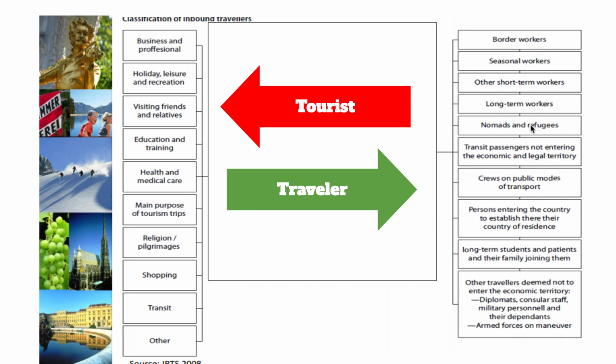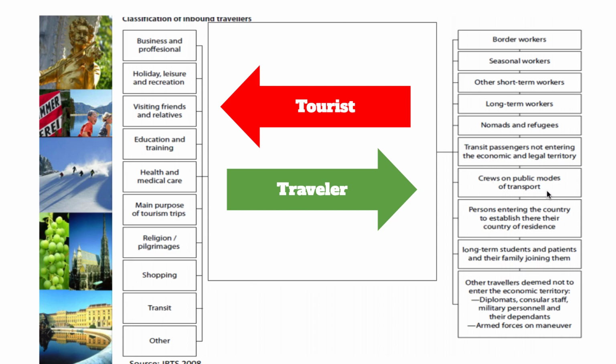We also have refugees. Refugees are people who are coming from a certain country and would seek refuge in another country. So probably you've heard about the Burmese people seeking refuge in other countries. Next, we have transit passengers not entering the economic and legal territory. Transit passengers, meaning they're not interested in doing any other activity, but are just there for a stopover, waiting for their transportation to go to their final destination.